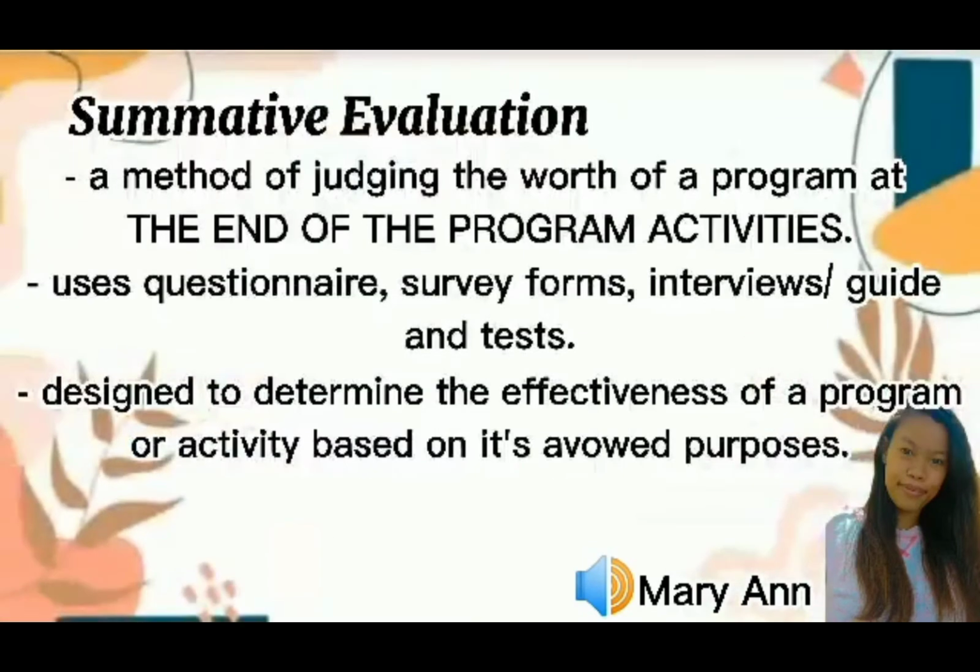So next is the second category, which is the summative evaluation. It is a method of judging the worth of a program at the end of the program activities. So why at the end of a program or activity? It is because summative evaluation is intended to provide a package of results used to assess whether a program works out or not. It is more focused on the outcomes of the activities or programs.